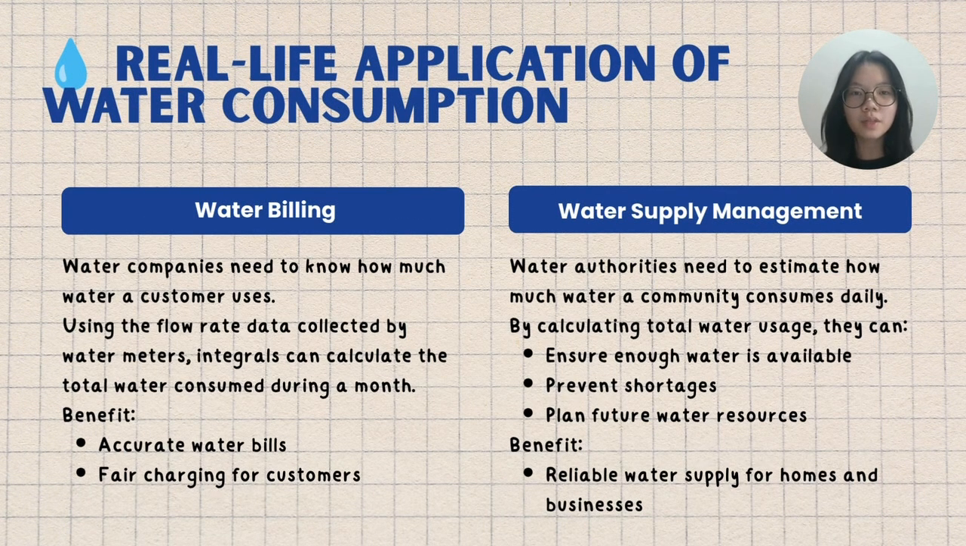Therefore, water companies also use integration together with water meter data to calculate customers' monthly water usage. This allows them to produce accurate and fair water bills. In addition, governments use this information to estimate community water demand, prevent shortages, and plan future water resources. Therefore, integration plays an important role in water management and resource planning.